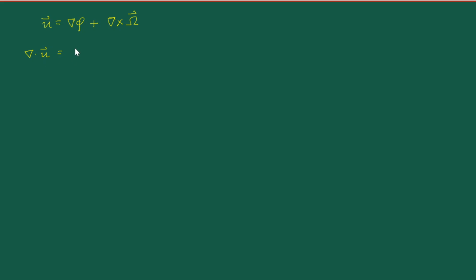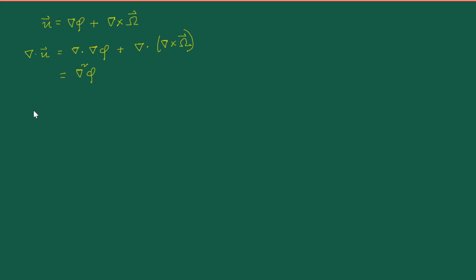So, divergence of u. Now please note that we have already mentioned that this part is solenoidal. It is divergence free. So this part, of course, it is 0. So this is quite nice.